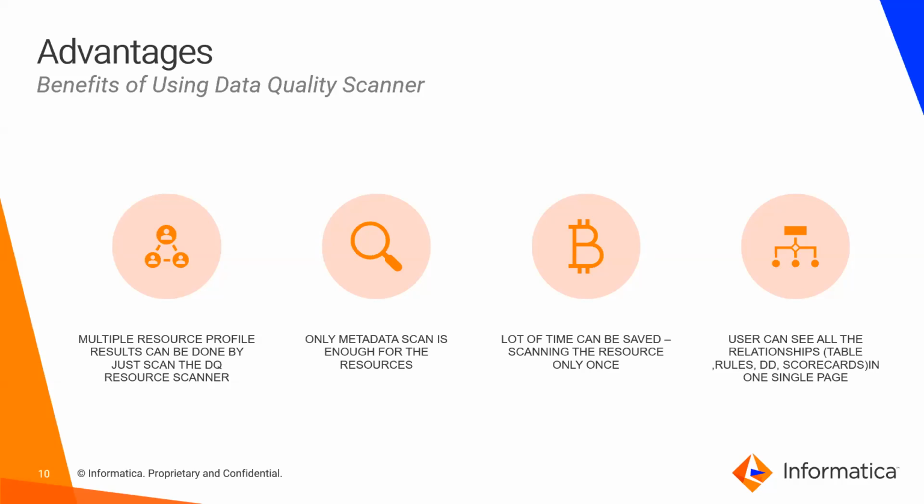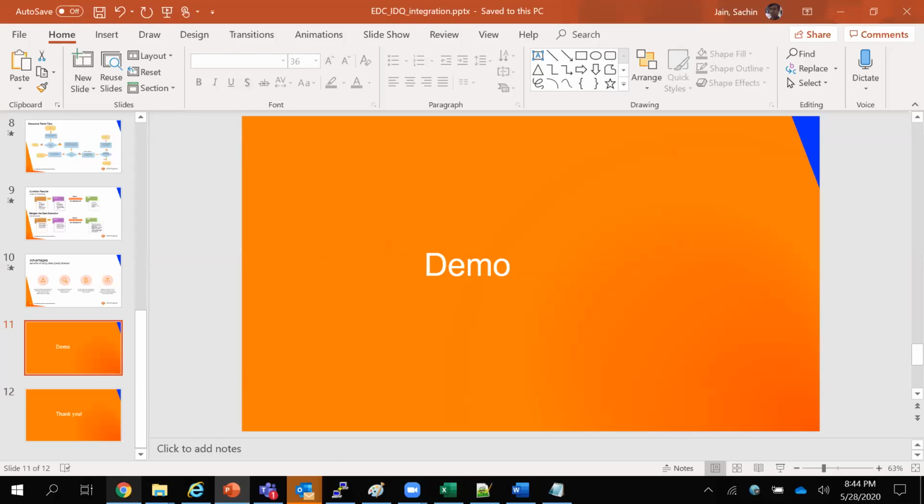The last one which I would like to highlight here is that a user can see the relationship in EDC itself. He can see the table, what are the rules associated to it, the profile, data domain discovery, scorecards, everything in a single page. This one I am going to show in a demo. So I'd like to take you to the demo part.